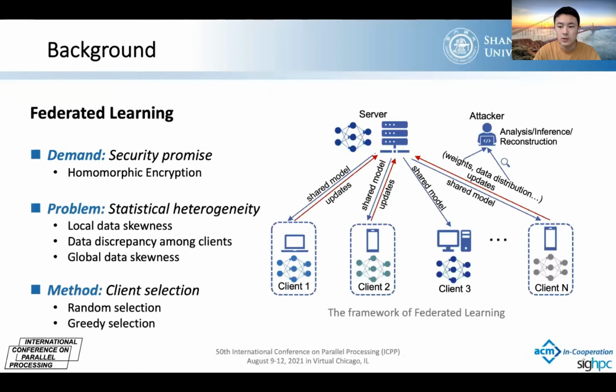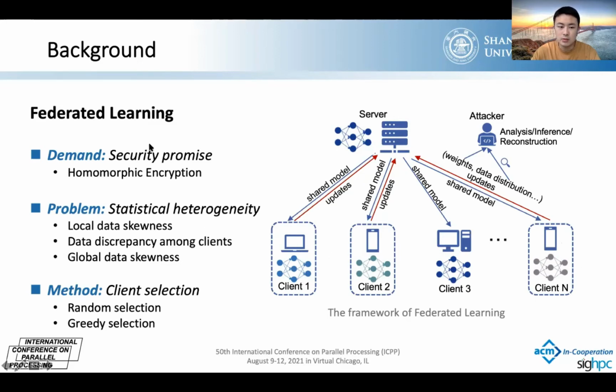Our work is focusing on federated learning. As shown in this figure, in federated learning, a portion of clients are selected in each round and trained on their own local data. Then these clients send their updated models to the server, and the server aggregates the received models and sends back a shared model to all the clients.